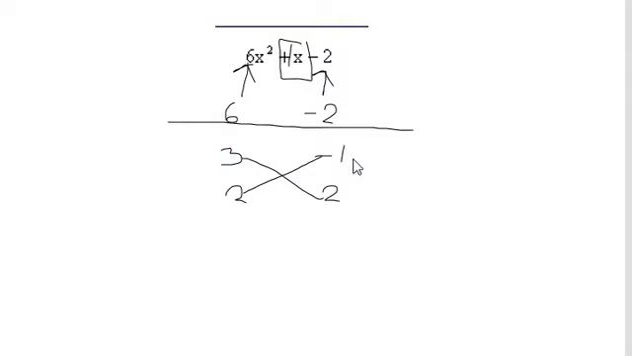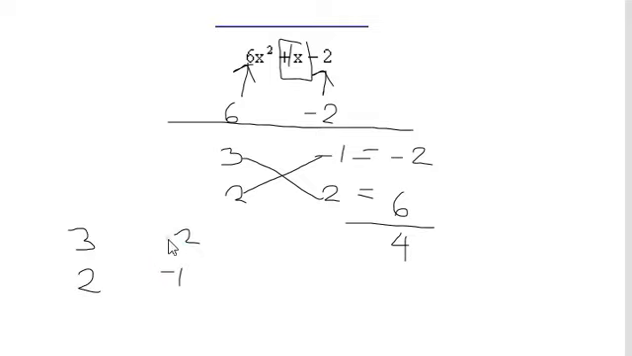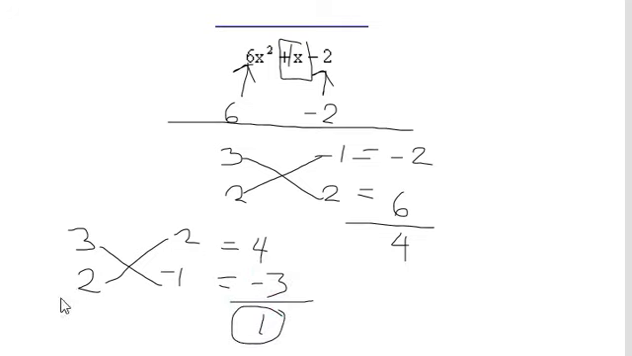Try to cross multiply them. 2 times negative 1 is negative 2. 3 times 2 is 6. And then add them. This is 4. This is not correct, because it should be 1. So I want to switch it: 3 times 2 and then 2 times negative 1. You keep on trying until you get the right middle term. 2 times 2 is 4. 3 times negative 1 is negative 3. Add them up, you get 1. Therefore, this is the correct solution.